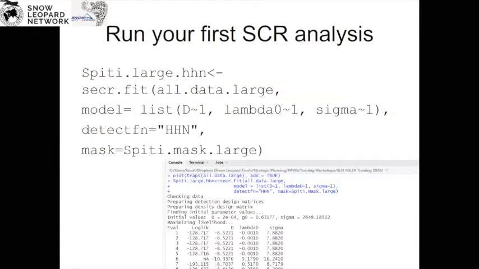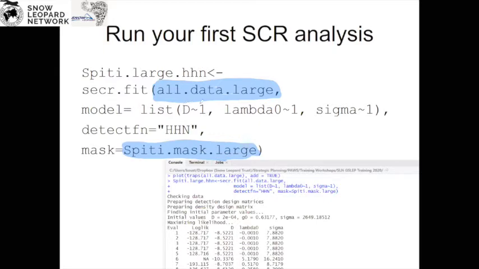Right. So once I have all the 3 data types that I needed, I have all my trap data and capture data in this object here, which is called all data.large. I have my mask, which has been defined as Spiti mask large. Large here stands for the large trapping design, so that's why I've just used the word large. And that's all I need to know as far as data is concerned.